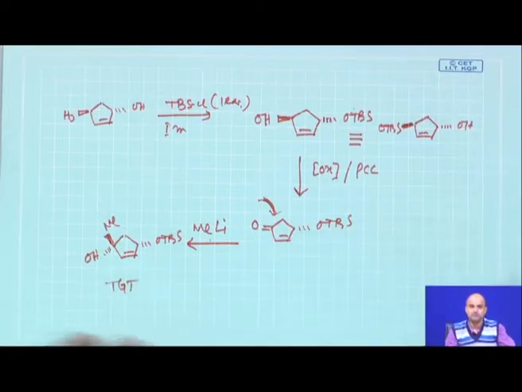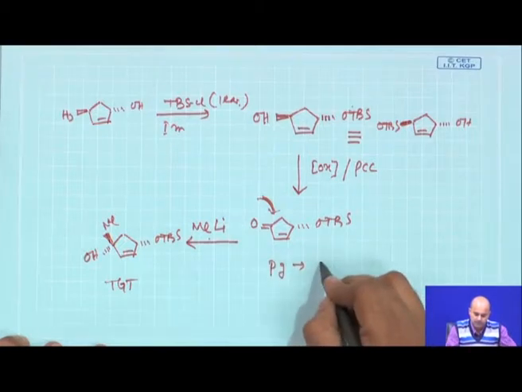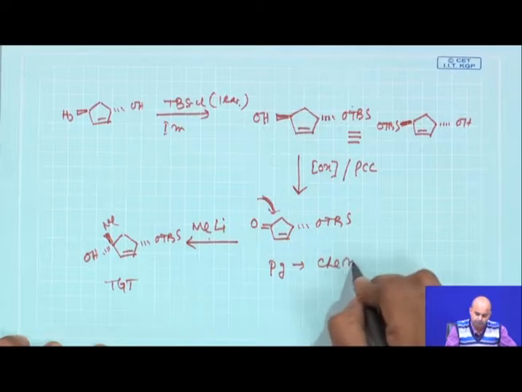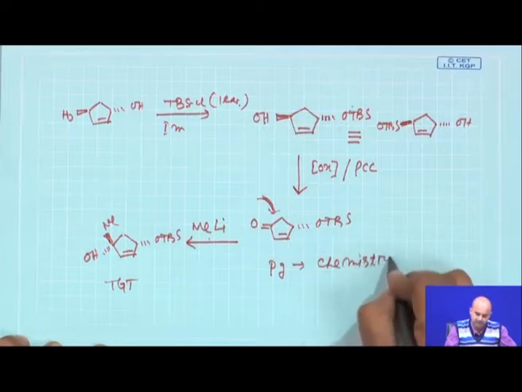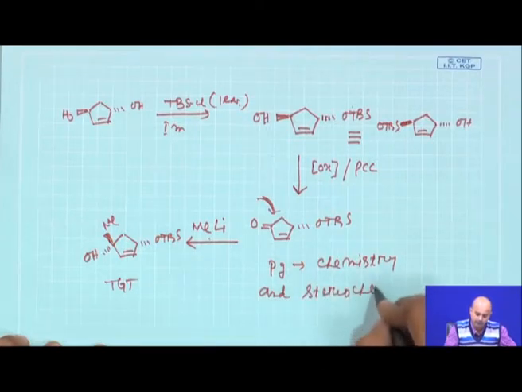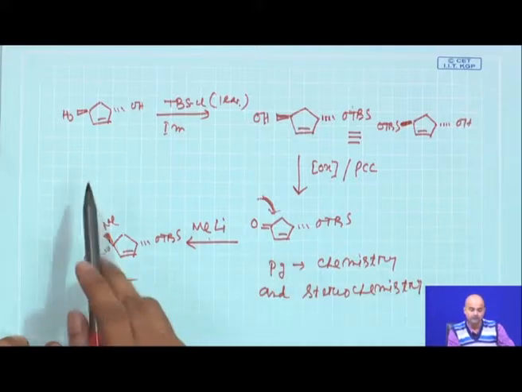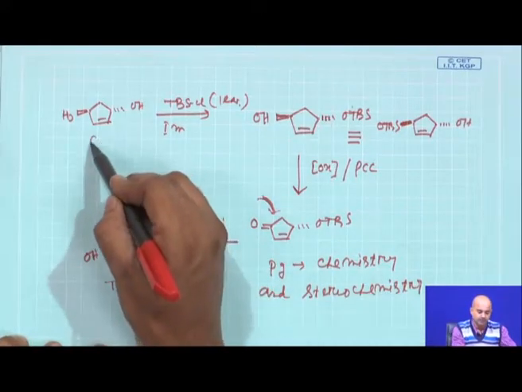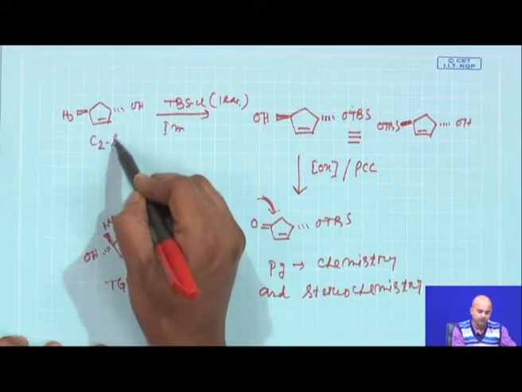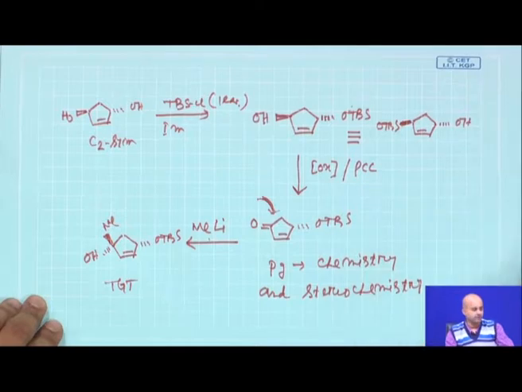I said this is a nice demonstration of protecting group based chemistry, PG based chemistry, and it also gives you an idea of how stereochemistry is very important in designing a synthetic pathway when you are talking about enantiomerically pure molecules. And particularly this case is very important, as the starting material is having a C2 symmetry. We will be discussing this part a little bit later on when we talk about stereochemical strategies.